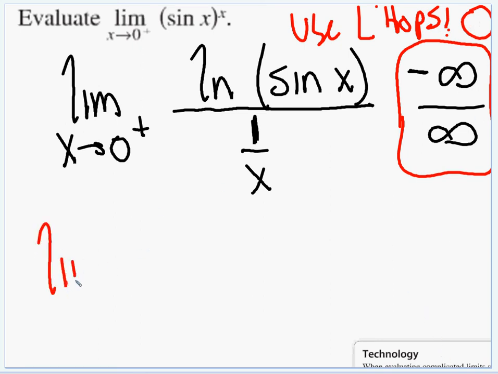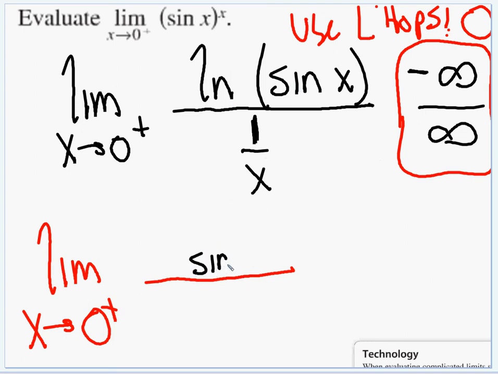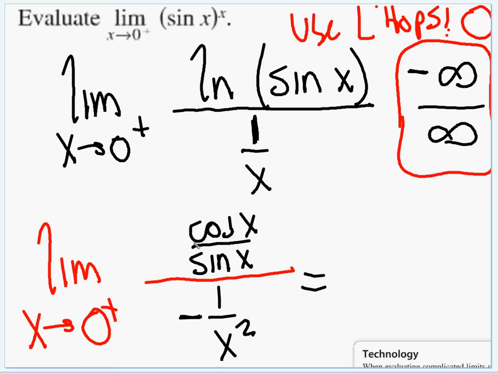So it is time to derive. Let's see. The derivative of natural log sine, remember u prime over u, is what we are logging in the numerator. The derivative of sine is cos. That's going to go right up on top. And the derivative of 1 over x, or x to the negative 1, is negative 1 over x squared. Now, we could turn that numerator cos over sine into cotan, or we could just leave it as is.